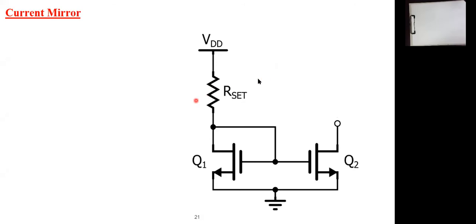Now we have this two-MOSFET circuit. Two MOSFETs are connected in this way. This is a VDD. This is a resistance, as you can see here. What we are going to do is solve this example. The requirement is to get the value of the current ID2 in terms of the value of the current ID1. So let's see how we are going to solve it.